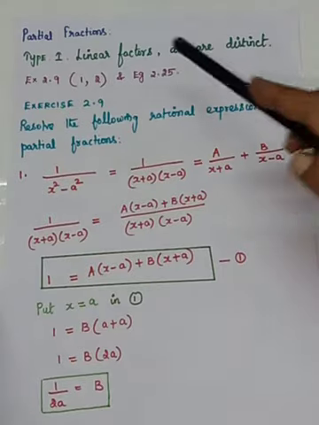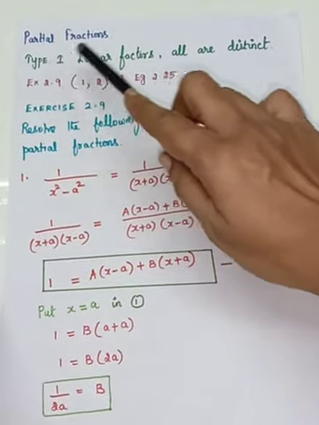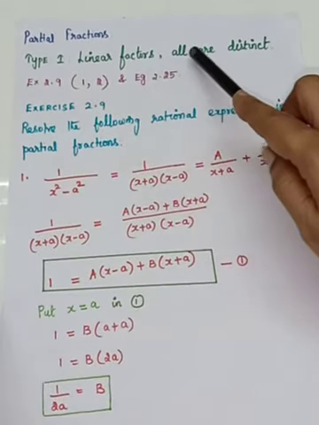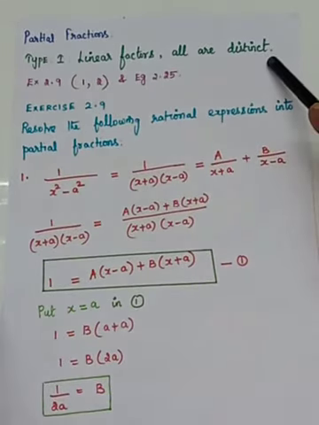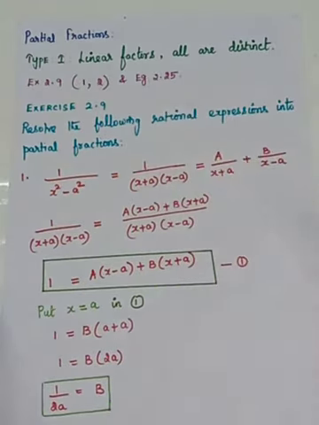We are going to see how to resolve into partial fractions under three types. The first type is linear factors, all are distinct. So linear factors means the degree of the expression in terms of x is 1, that is x power 1. That is called the linear factors.